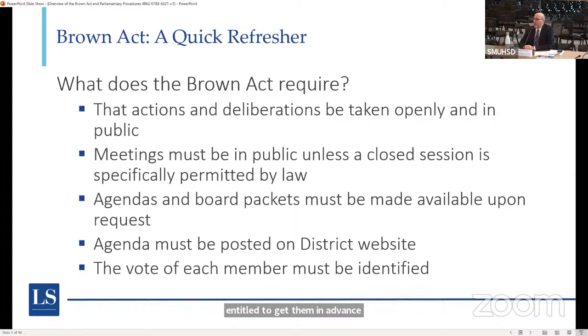The agenda has to be posted on your website. That's an easy one, and I'll talk to you more about this one. The vote of each member must be identified.